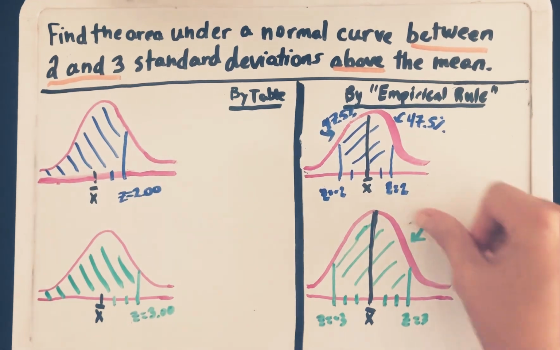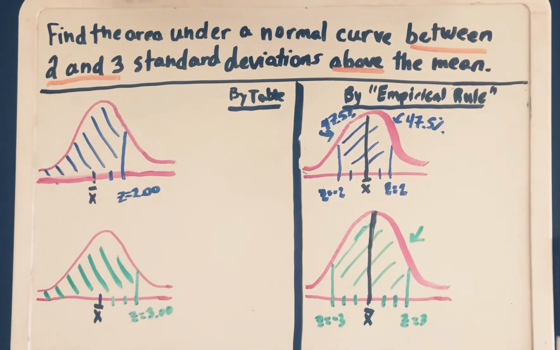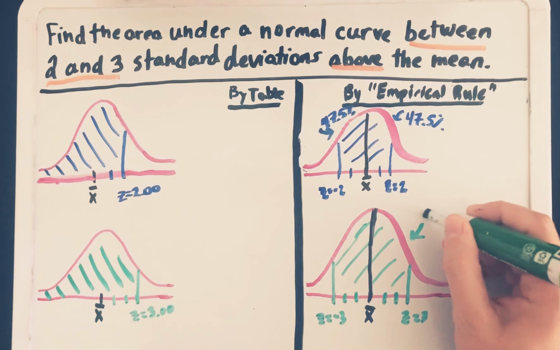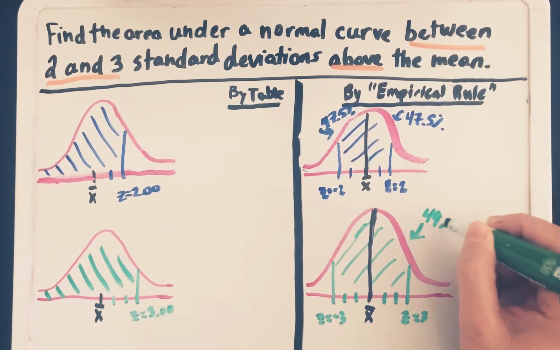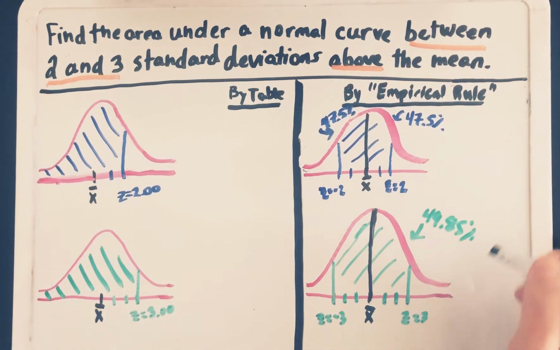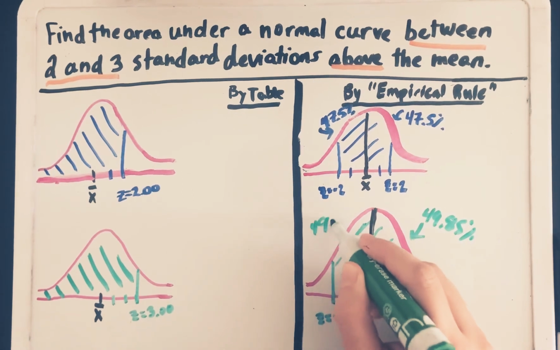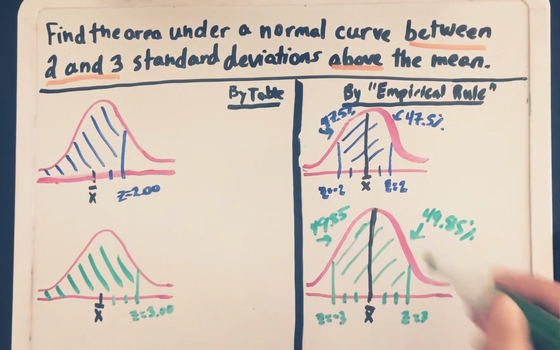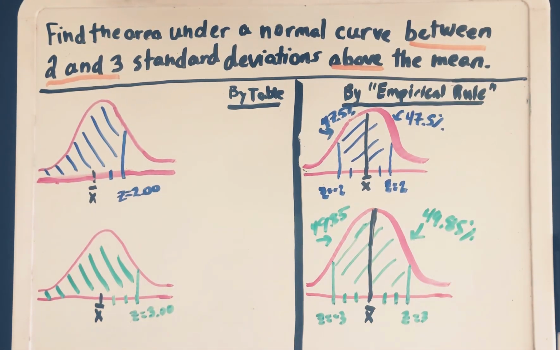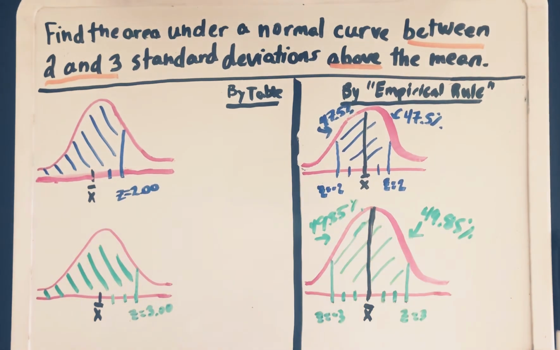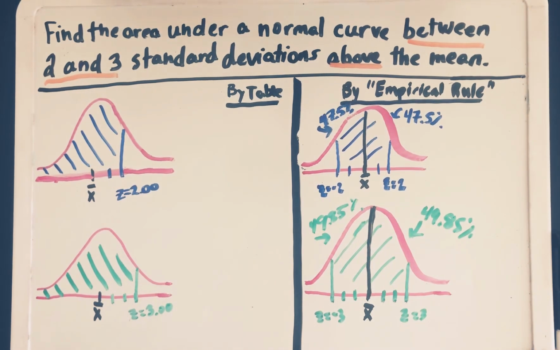So let me erase here. 49.85% for this right half above the mean. And similarly, 49.85% would be to the left or below the mean. And if you add up 49.85 plus 49.85, you should be getting 99.7.